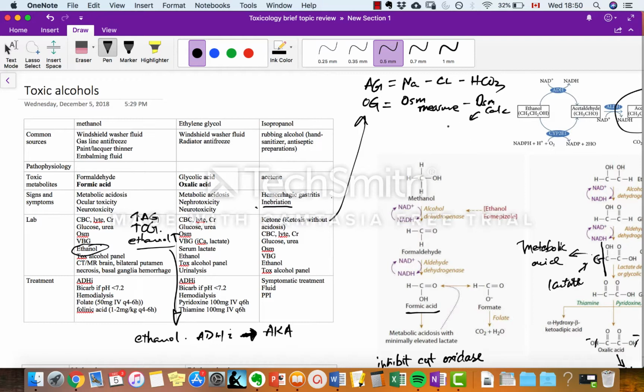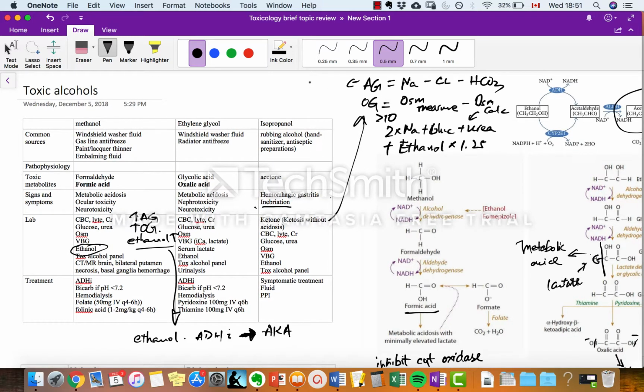So calculated osmol is your 2 times sodium, plus sugar, and BUN, urea, and also we take account of ethanol. So if you have ethanol on board, you times that by 1.25. That gives you an osmolar gap. So if it's greater than 10, that's considered abnormal. Anion gap normal is 12 to 16. So if it's elevated, above 16, that's considered abnormal.